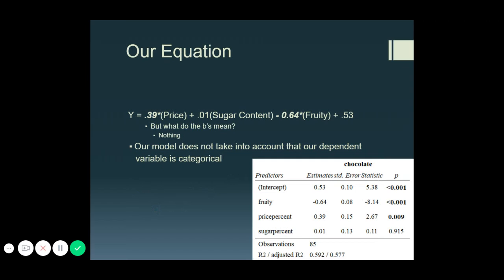And we see that sugar content is not significant, with a b-value of 0.01, so there's almost no relationship, and it is not significant at all. But what do the b values actually mean? Well, they mean practically nothing, because this model does not take into account that our dependent variable is categorical. It expects a continuous variable, so the p-values are inflated and the b-values don't actually make any sense, because our dependent variable is either chocolate or not chocolate, and the model assumes that there is a range between chocolate and not chocolate, even though that's not true. So we can't really understand these b-values.